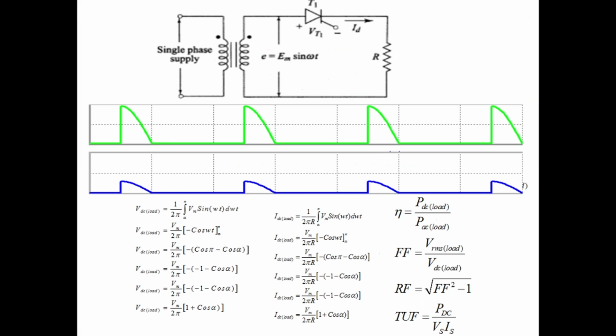PAC of load, or power AC, means the RMS values of the load. What is the power formula? Power DC is VDC into IDC. Power AC means VRMS into IRMS of the load. The DC formula: PDC of the load is VDC of the load into IDC of the load. First of all, you look at the circuit. This is a half wave controlled rectifier.